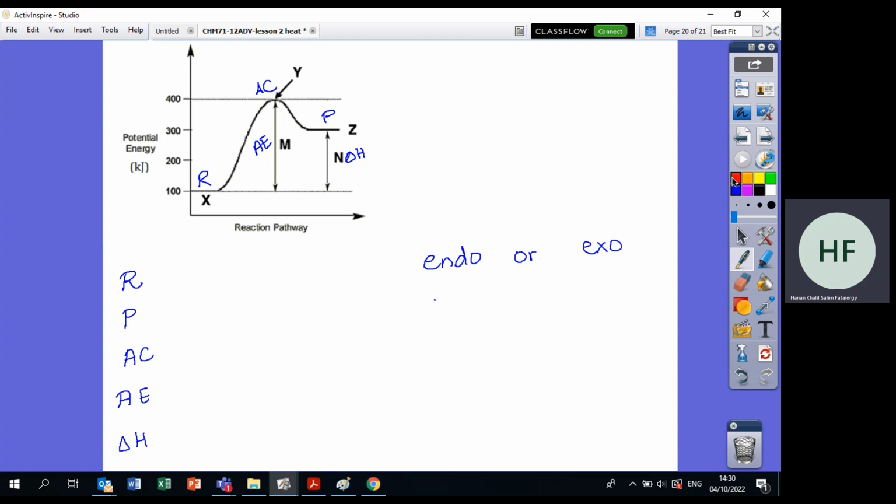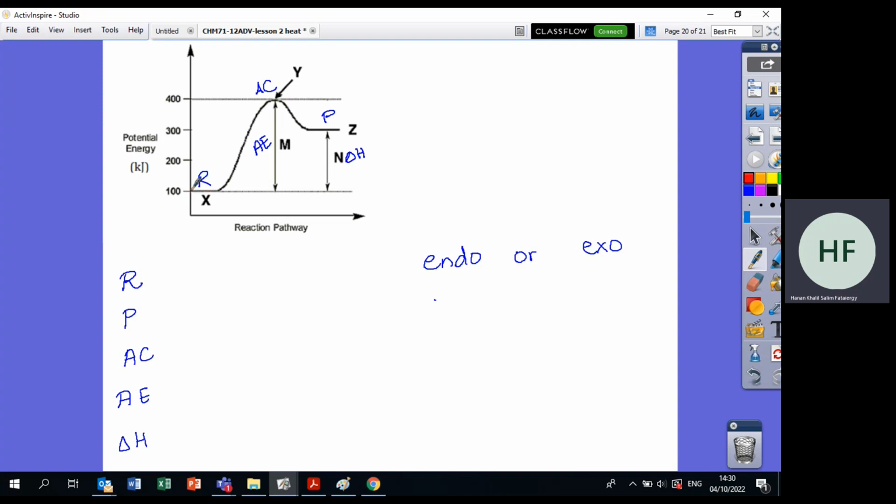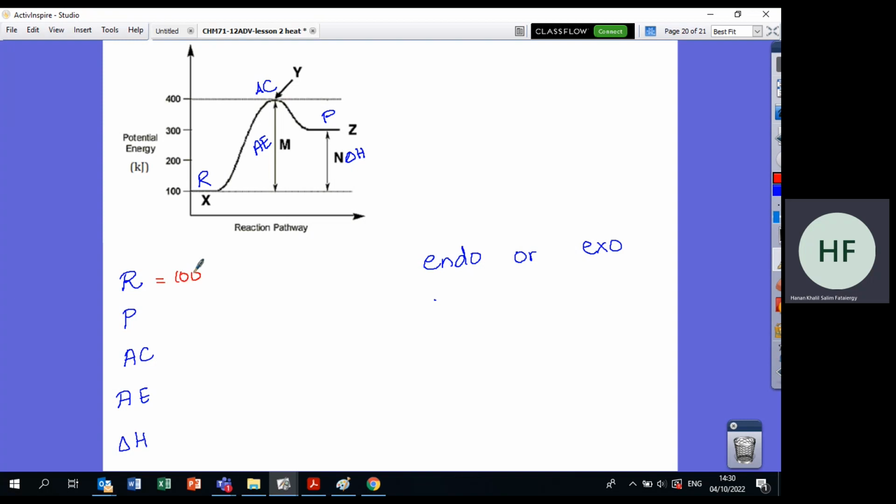Okay, let's start. Now, reactants are here, so their heat is 100. What is the unit? Kilojoules. So reactants energy is 100 kilojoules. Now, products, if you go here, it is 300 kilojoules. Okay, now AC is here, its energy is 400 kilojoules.